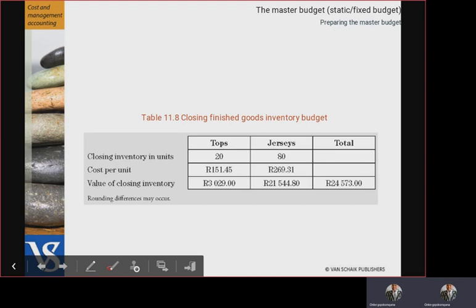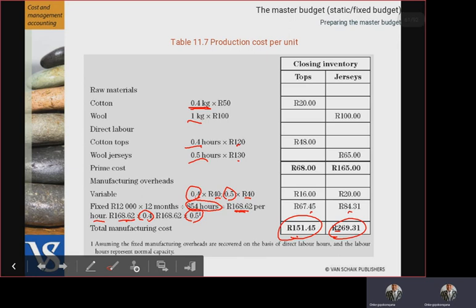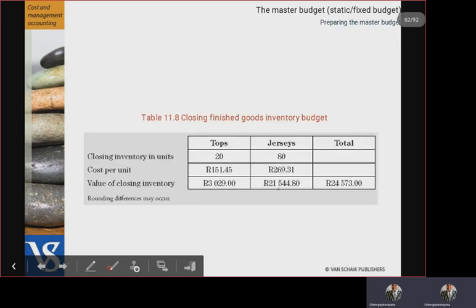we first start with the finished goods inventory budget. So you take your closing inventory as it appears on page 258. In your top center, you've got a closing of 20 that you assume is going to be your closing. And in your woolen jersey, 80 is your closing. And you multiply with this cost per unit of 151 and 268, the one that we've just worked out here. You simply use that, and it gives you your total closing inventory.